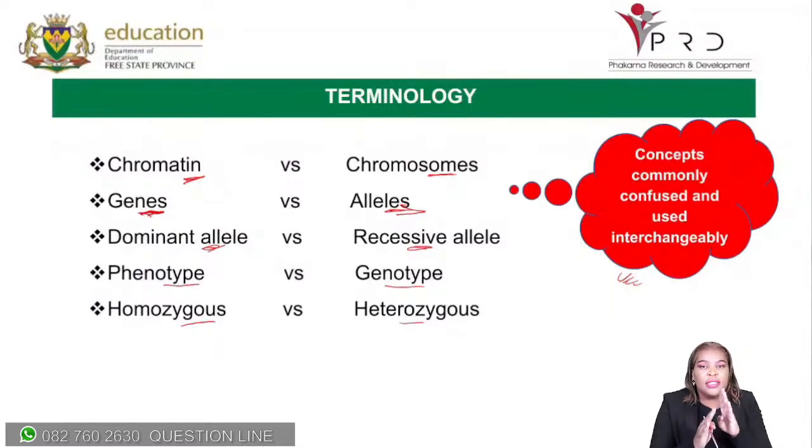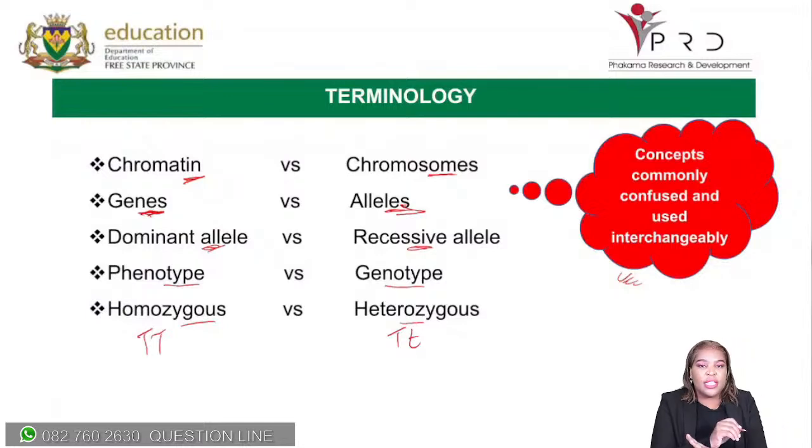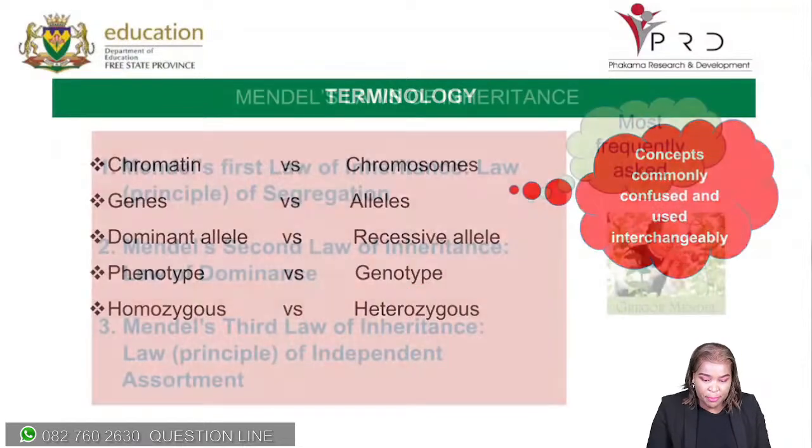Heterozygous, they are different alleles. Yeah, homozygous alleles are the ones that are the same. You can say TT, they are homozygous, but T and small t, they are heterozygous. They are different forms of these alleles. So please make sure that you know how to use those terms and you don't confuse them.